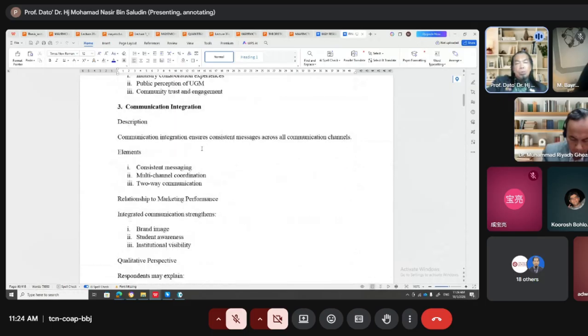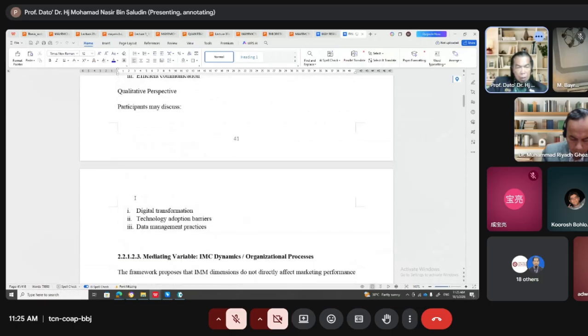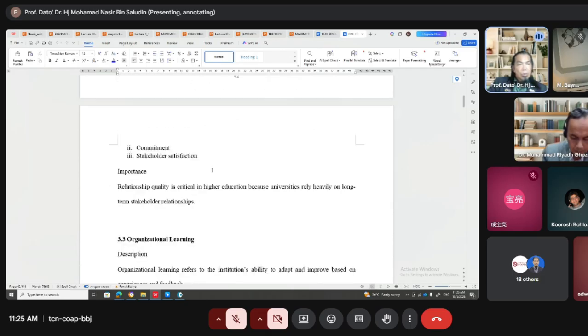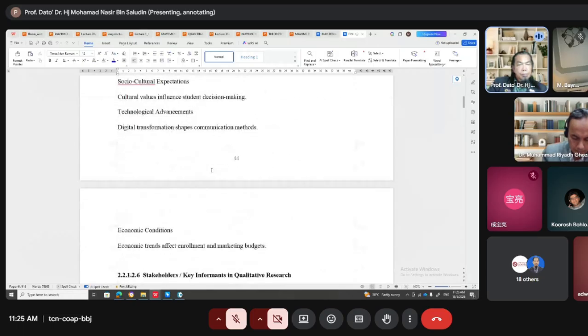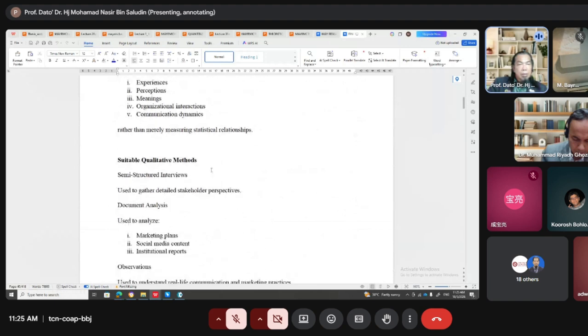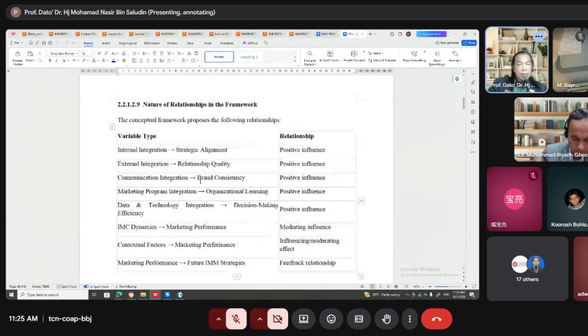After that, this is all about the framework, and then the mediating variable, and also they go to the variable, definition of variable, the nature of the relationship.